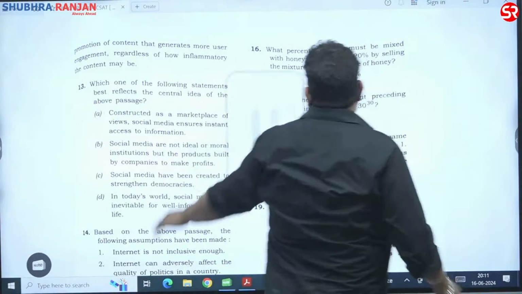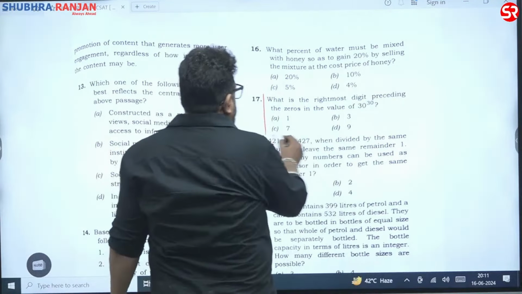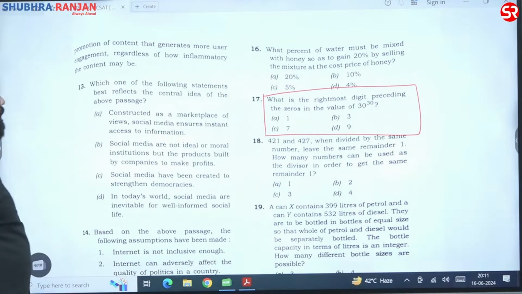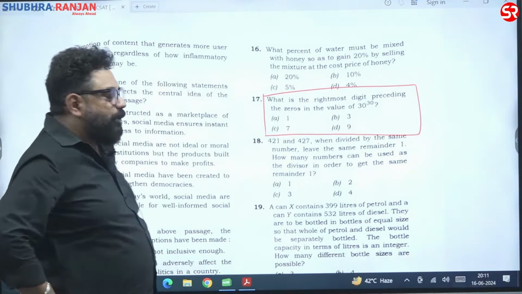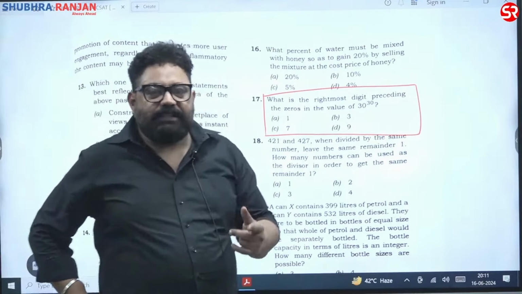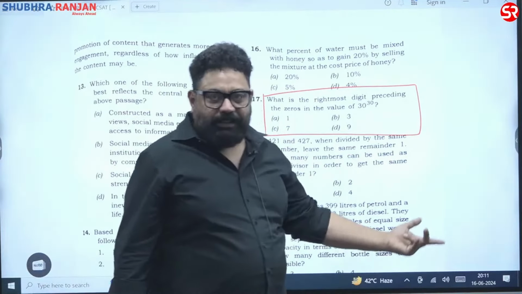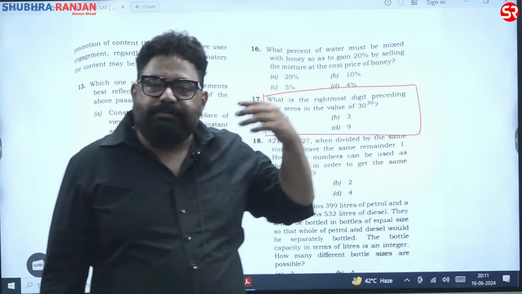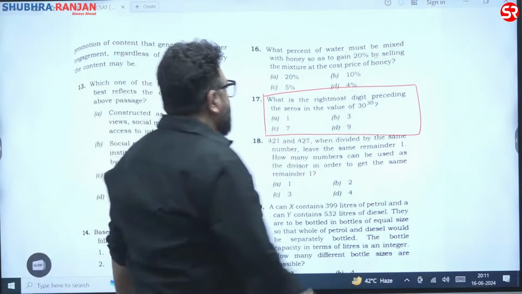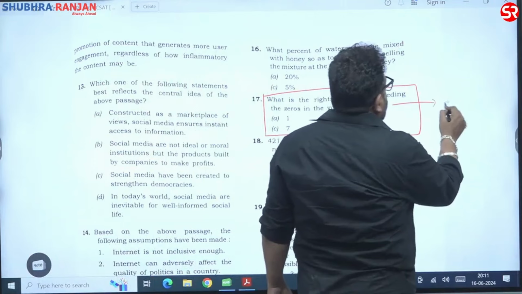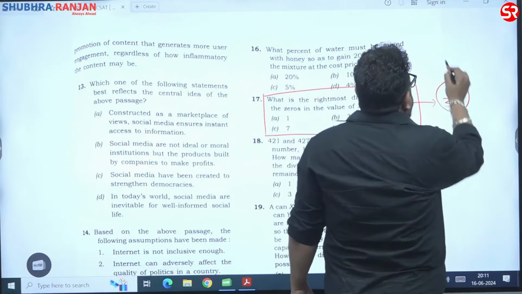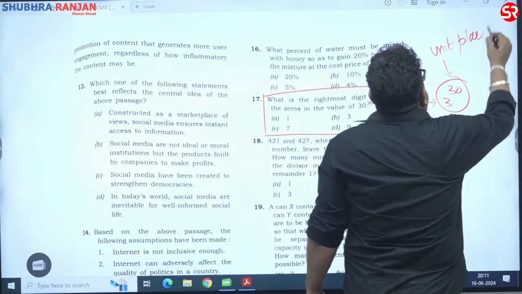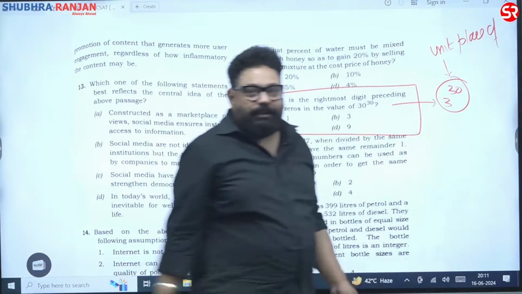Next, he says, what is the rightmost digit preceding the zeros in the value 30 to the power 30? Look, 30 to the power 30 at the end would have 30 zeros. So if you remove all the zeros, what are you left with? It is 3 to the power 30. So he's asking you the unit place of 3 to the power 30. He's not asking direct questions.